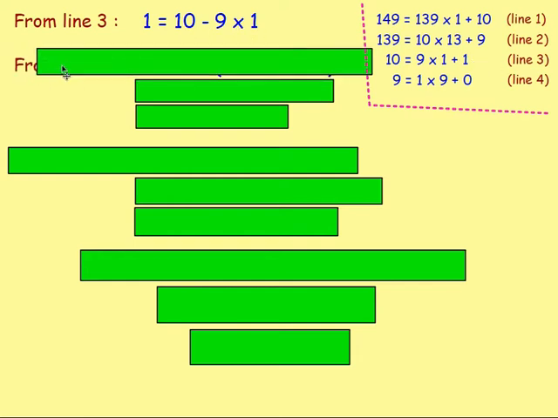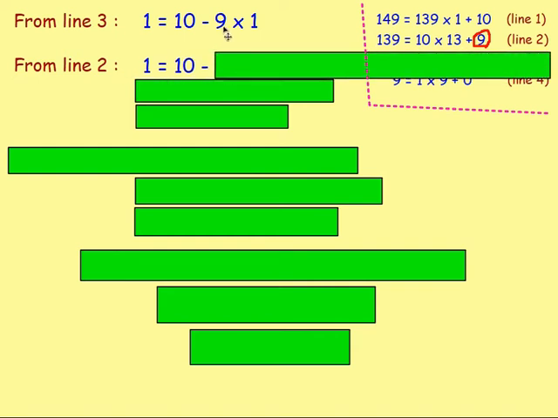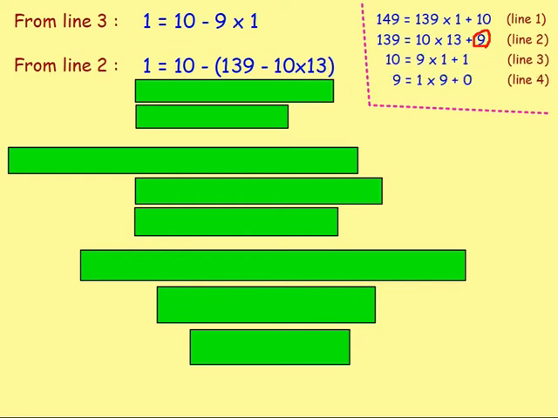So now we go up to line 2. And on line 2, you want to think, right, well, the remainder was 9, so you want to find a way of writing the 9. So from here we can say that the 1 would equal 10 take away, and we can replace 9 with what it's equal to. And 9 would equal, well, to get the 9 on its own, we'd have to subtract the 10 times 13 from both sides. So on the left hand side we'd have 139 take away the 10 times 13. Because we're multiplying that by 1, we don't need to write it.